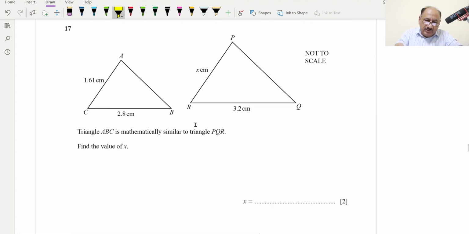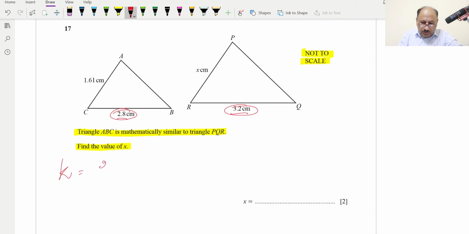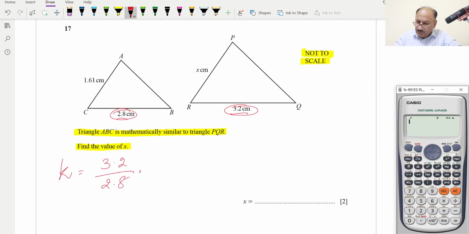Question number 17, similar triangles, mathematically similar, find the value of x, and these are not to scale. So we know that the ratio between the corresponding sides of a triangle in case of similar triangles is the same for all other corresponding sides. So we can find the value of k. Value of k between these two indicated, these two corresponding sides will be what? Basically 3.2 will be divided by 2.8. This will be the ratio which we can find.